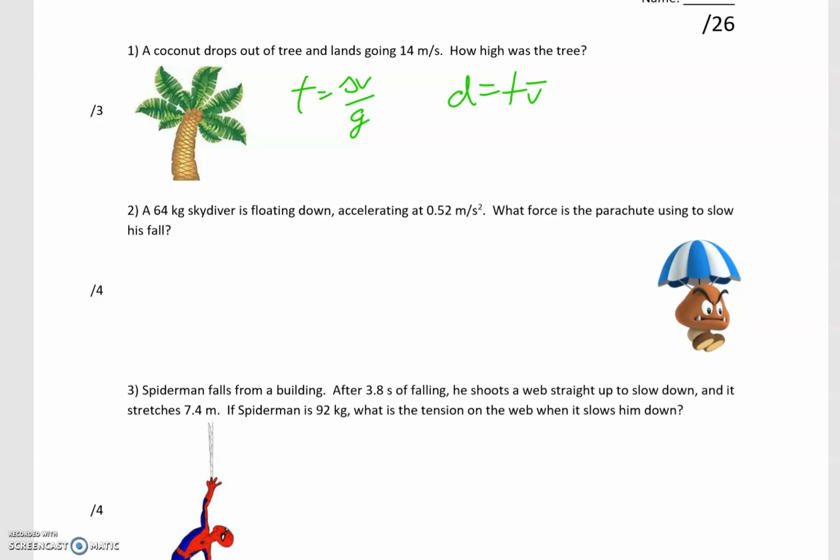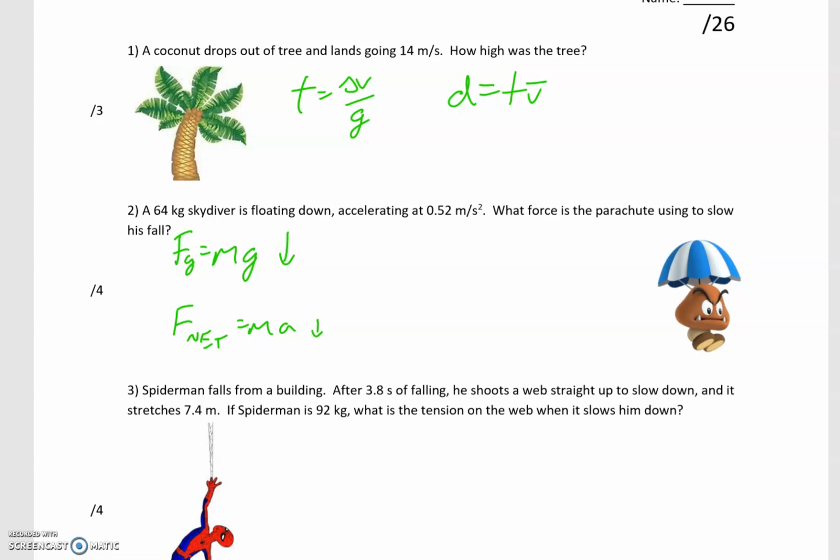The next one, a skydiver is floating down, accelerating at 0.52. What force is the parachute using to slow him down? Well, let's see. First of all, I can find his force of gravity, which is the force pulling him down. So I have his mass, and I know what G is. I have his acceleration, which means I can find his net force, which is going to be MA, which apparently is also going down. So then all I'd have to do is find the difference between the two.